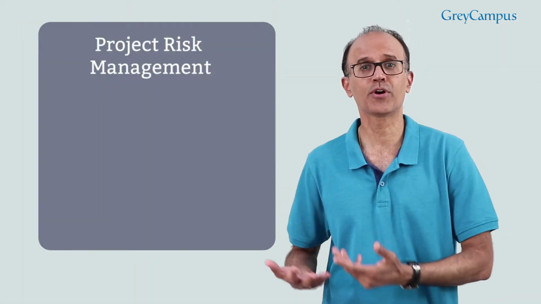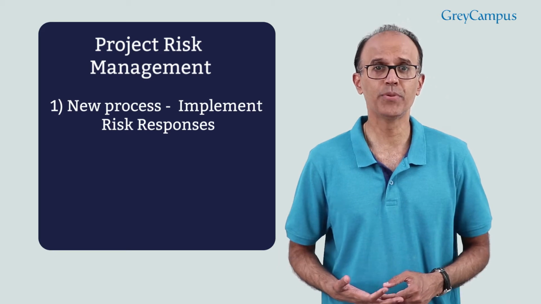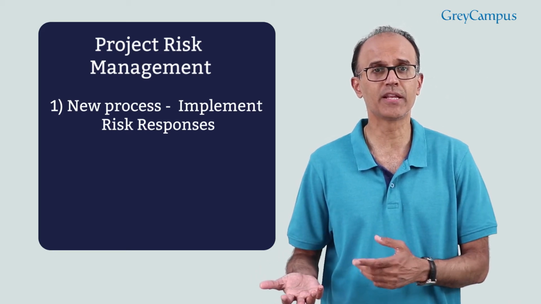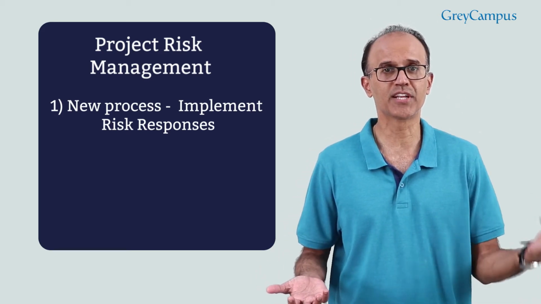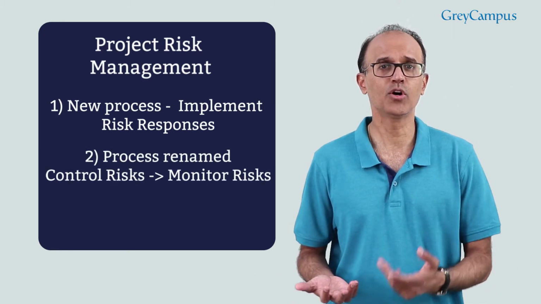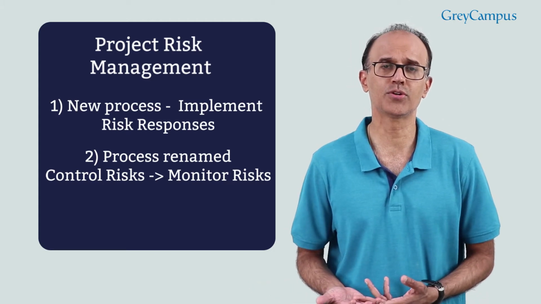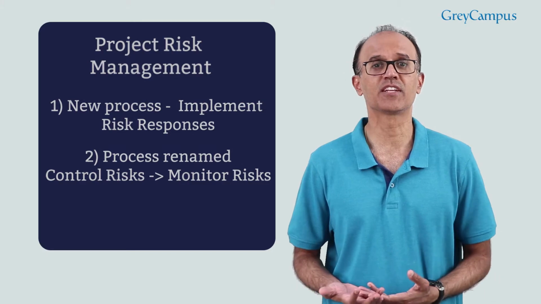The next one is risk management. As you know, risk management used to be a long chapter. It is still a long chapter with several processes, but a new process has been introduced which is called implement risk responses. Previously, risk responses were implemented in other executing processes like direct and manage project work, or it could be control risks. But now we no longer have a control risks process, we have a monitor risks process and also a new process which is implement risk responses.